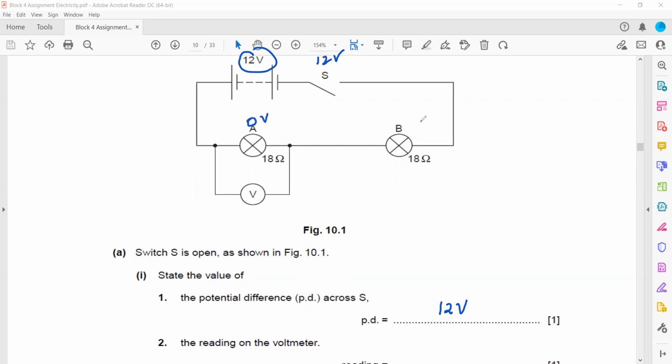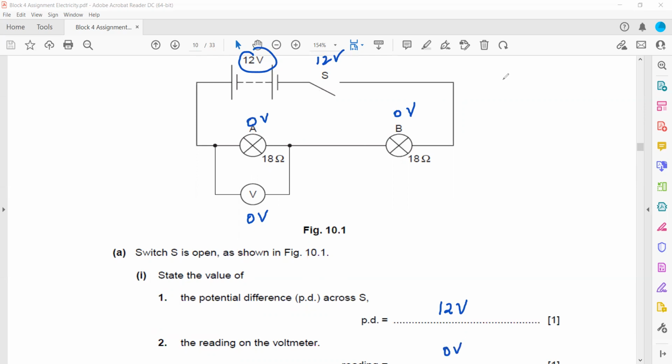Reading on the voltmeter: because the switch is open, there is no current in the circuit, so there is no voltage drop across the lamp. There is no voltage drop or energy consumed by the lamp. That's why we say the reading on the voltmeter will be 0.